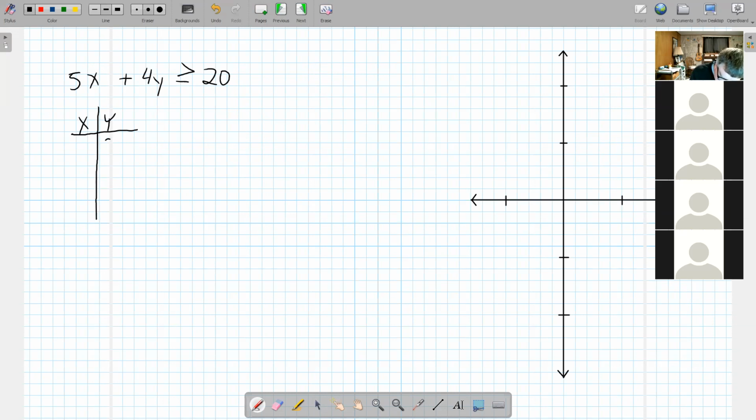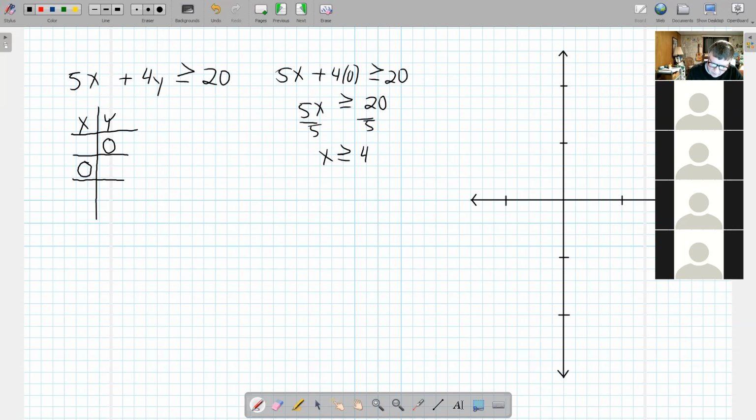So to find the x-intercept, we'll set y equal to 0. To find the y-intercept, we'll set x equal to 0. Okay, so we're going to complete those two ordered pairs. If y is 0, we get 5x plus 4 times 0 greater than or equal to 20. 5x is greater than or equal to 20. Divide by 5, x is greater than or equal to 4. But in fact, we want to just solve it in terms of an equation. So let's just make this an equation.